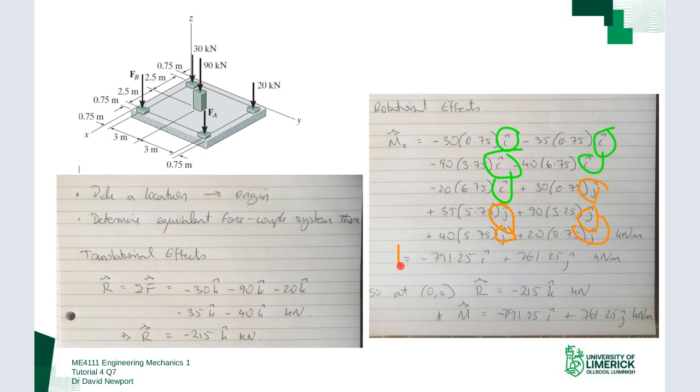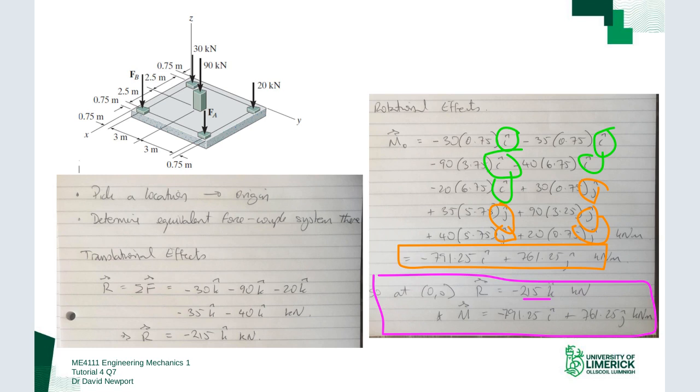So when I do that, I get my answer here as minus 791.25 i hat plus 761.25 j hat kilonewton meters. Okay, so in summary, what I have is that at the point 0, 0, this is my equivalent force couple system. Now what I want to do is work out where this is located so that I take out these moments, so that the sum of the moments equals 0. So that's my next step.